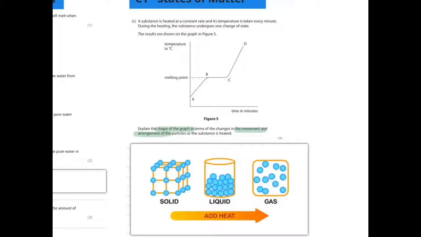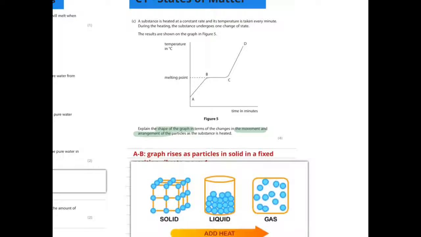So remember, this is solid, liquid, gas, and as you heat, remember what happens. So in solid, particles vibrate in a fixed position. Once these bonds break, then in a liquid, the particles can slide over each other, and then once you break the bonds holding the liquid particles together, then they can move freely. So here's what we do.